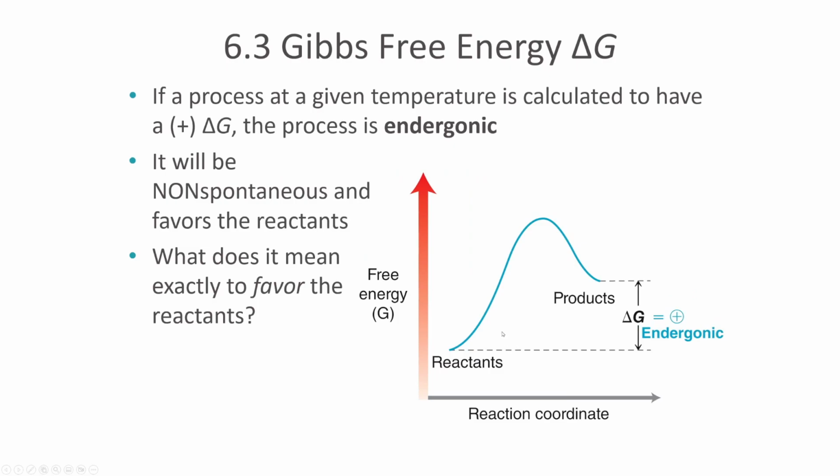That is as opposed to an endergonic reaction, one in which the delta G is positive. That means the reactants have less free energy, or G, than products. Here, reaction coordinate represents the progress of the reaction from reactants to products. So here, energy must be put in to cause the reaction to go. The reaction will favor the reactants here. It will not be spontaneous. There will be more reactants when the reaction stops than there are products.